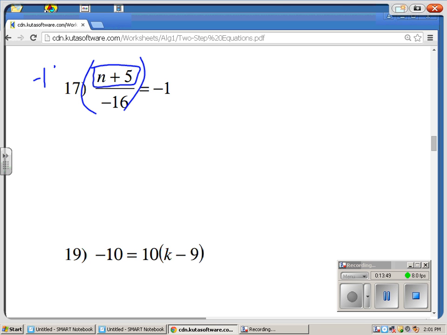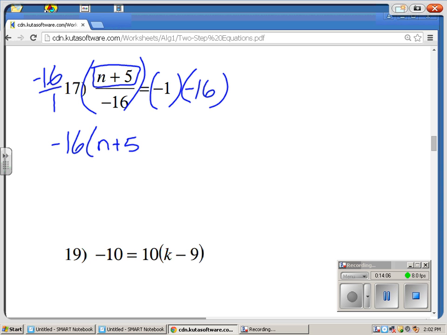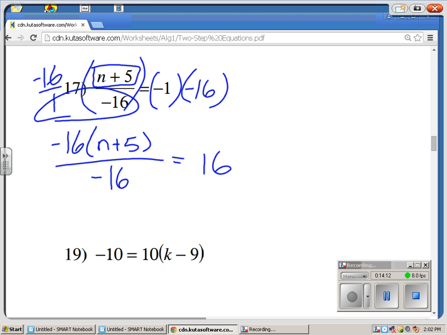So the inverse operation is multiplication. Since I'm multiplying by a fraction, I write it as a fraction. On this side, I don't have to write it as a fraction because I'm just multiplying it by a regular integer. And then on the left side, we get negative 16 times n plus 5. And then in the denominator, we get negative 16. And on the right side, we get a positive 16.